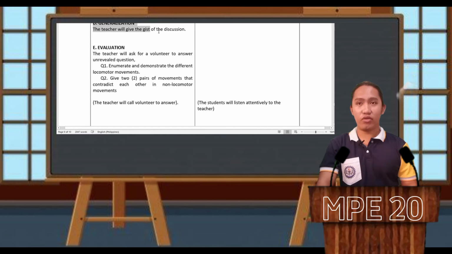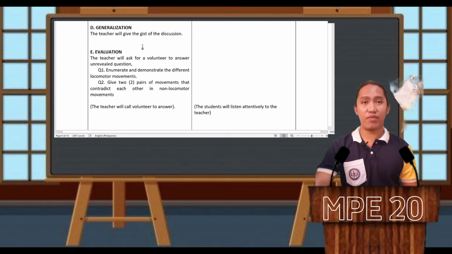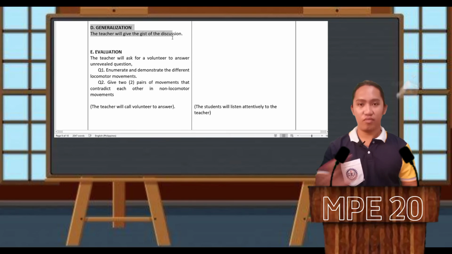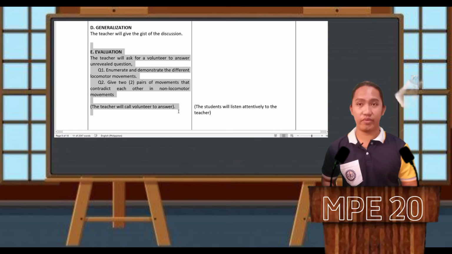Dito nakalagay kung the teacher will give the gist of the discussion. When we say gist, this is the summary of the discussion. I-summarize niya in short detail, di ba? Para mas mapaiksi. And of course, there will also be the question and answer. The teacher will ask the students about the knowledge they gained about the discussion of the lesson.